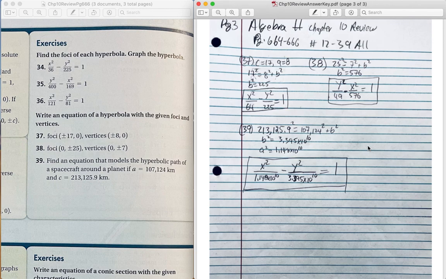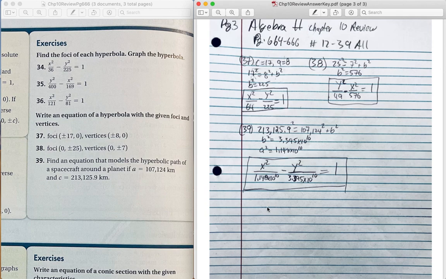All right, 39 says find the equation that models the hyperbolic path of the spacecraft, with an a of that and a c of that. So big numbers. We have an a, we have a c, and we have to find b. So a is 107,124 and c is 213,125.9. I square them, subtract from both sides, and I get that b squared is 3.395 times 10 to the 10th power.